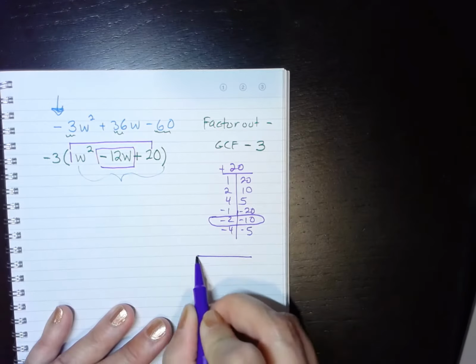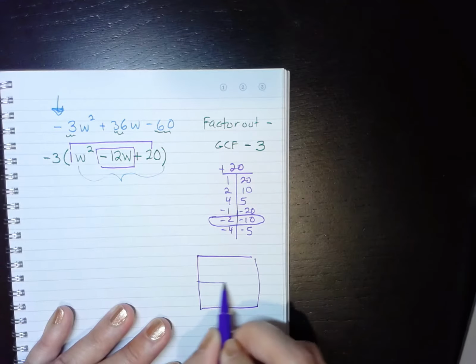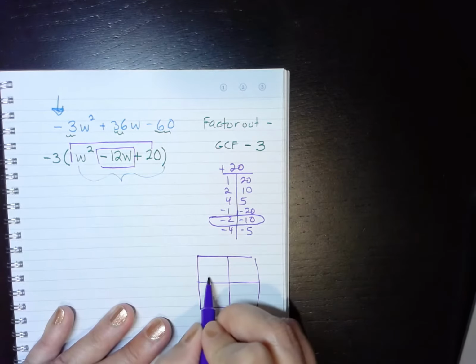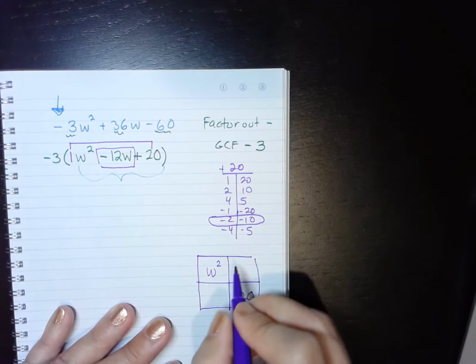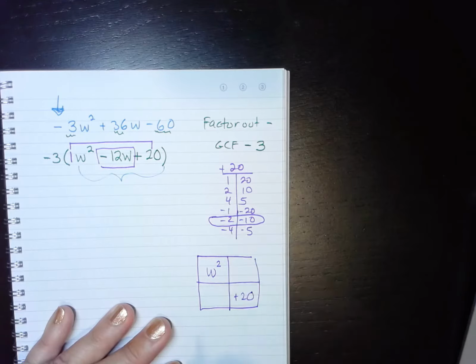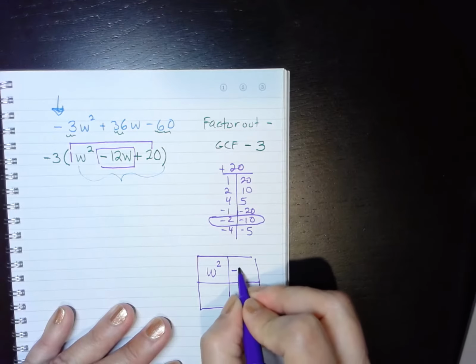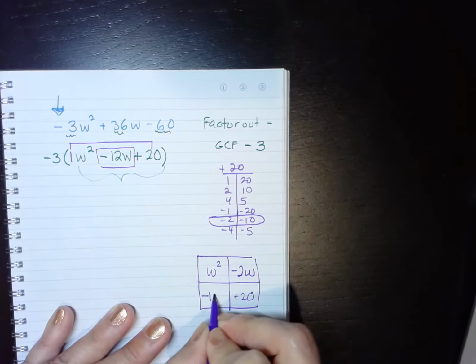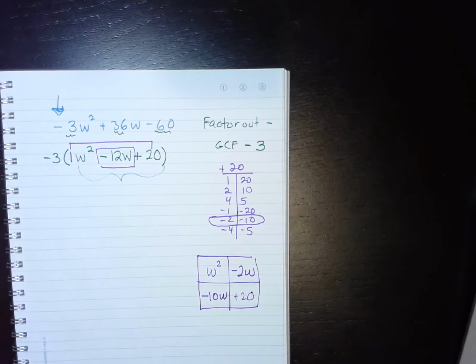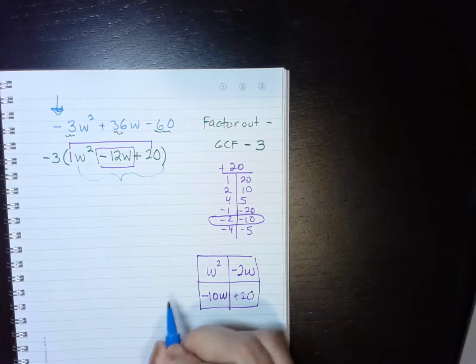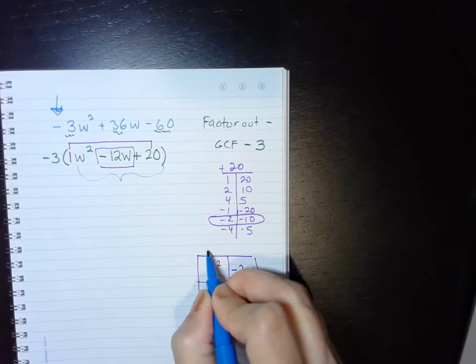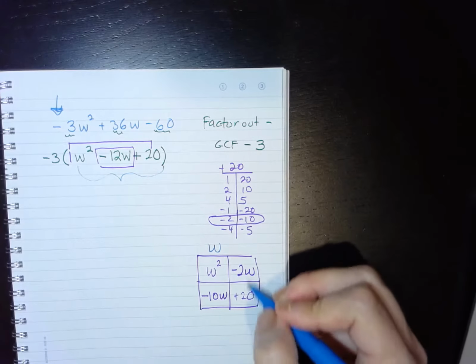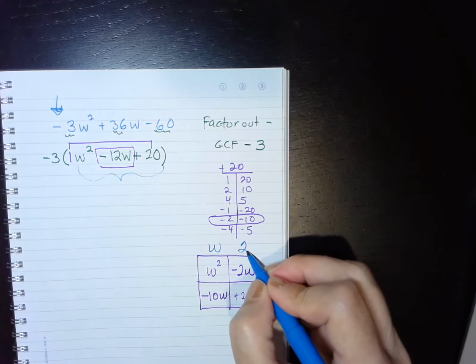So I'll draw my box, put my first term in, put my constant in, and then I'm going to use my -2 and my -10. It doesn't matter where you put them. Don't forget your W's. Now I'm going to do column, column, row, row. What do they have in common? The first column, they both have W's. The second column, they're both divisible by 2.